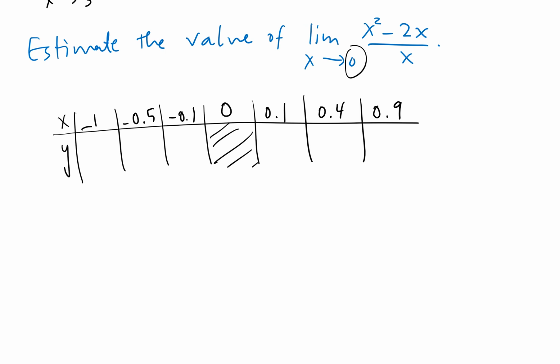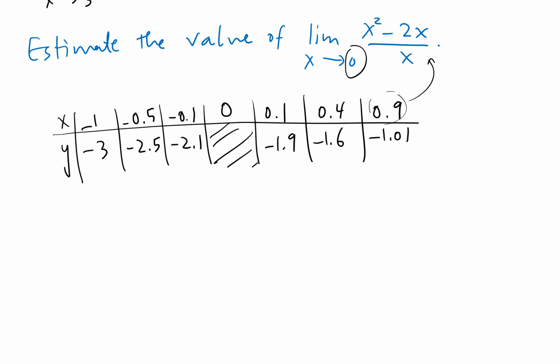Here, you can test one of these values just to make sure you know how I'm obtaining these values. For 0.9, you can plug it back in here: 0.9 squared minus 2 times 0.9, over 0.9. Do that on the calculator, and you will get -1.01, the next one -1.6, the next one -1.9, and the next one here -3, next one -2.5, and -2.1.